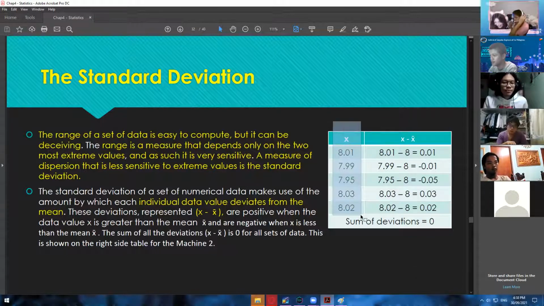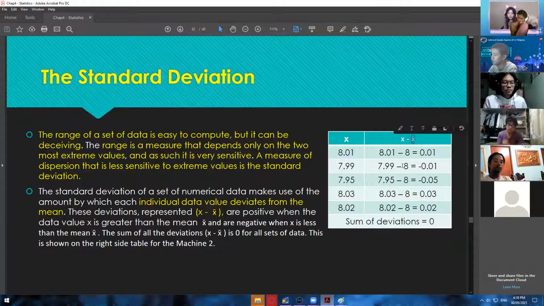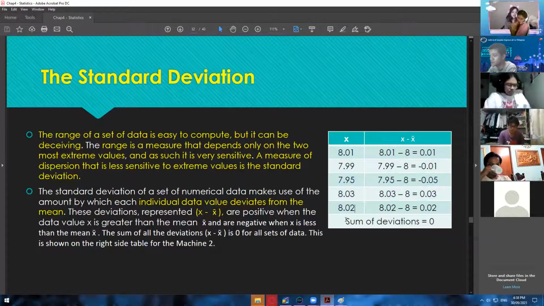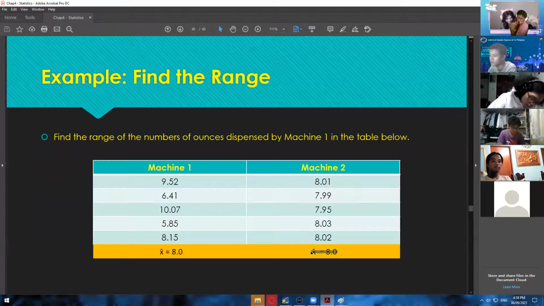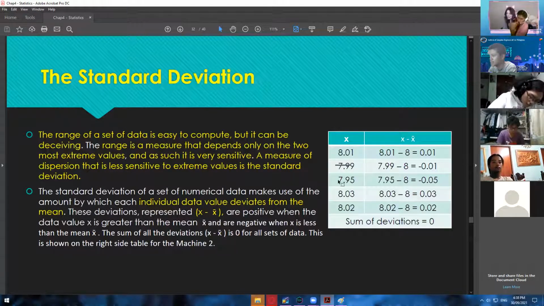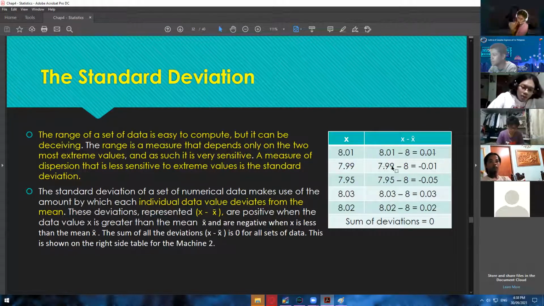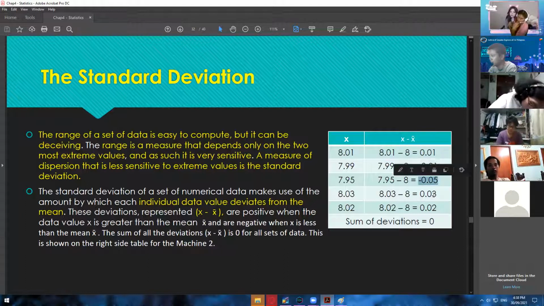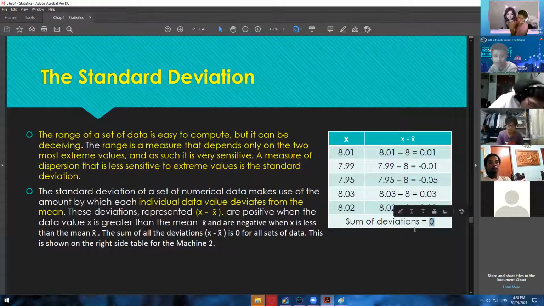So we have here the raw data itself, the first 5 dispensed on the bottle or the can itself. And then here is the computation for x minus x bar. So x bar right here is the mean of this one, which is of course 8. And then x right here is just the individual data. So 8.01 minus 8 is 0.01, 7.99 minus 8 is negative 0.01, and so on and so forth. And then if you're going to add everything, it should be 0.